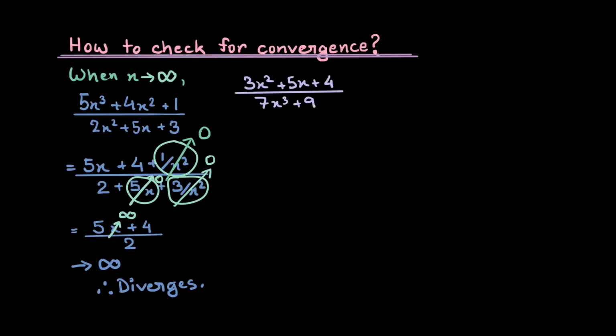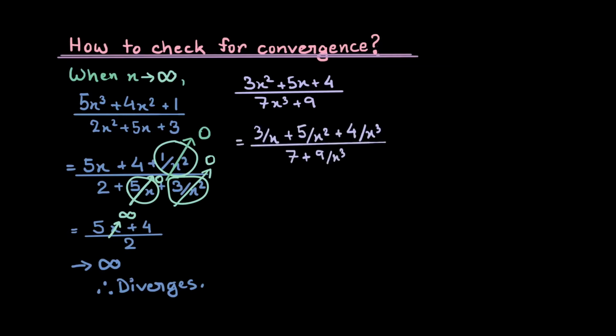Now let's look at a second example. 3x squared plus 5x plus 4 divided by 7x cubed plus 9. So what is different in this example? The highest power, x cubed, lies in the denominator. In the first example, we had 5x cubed, the x cubed was in the numerator. So in this different example, let's look at what happens when x approaches infinity.